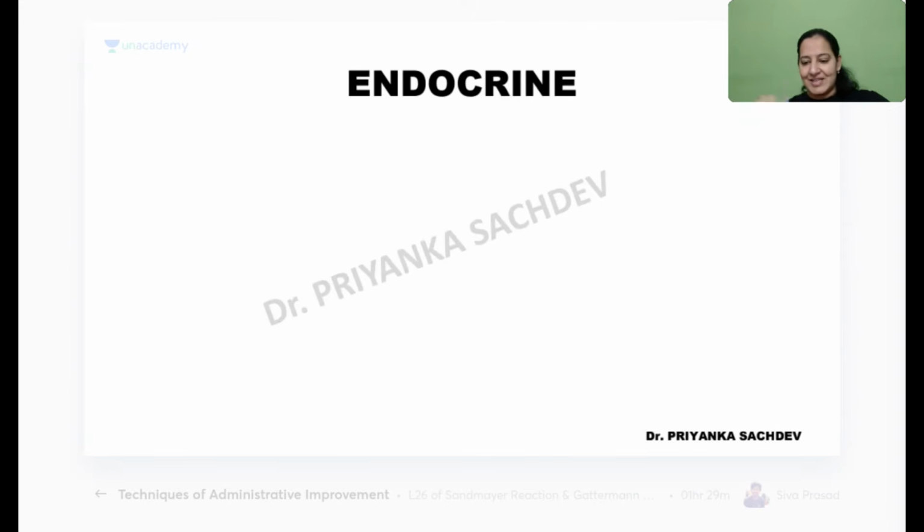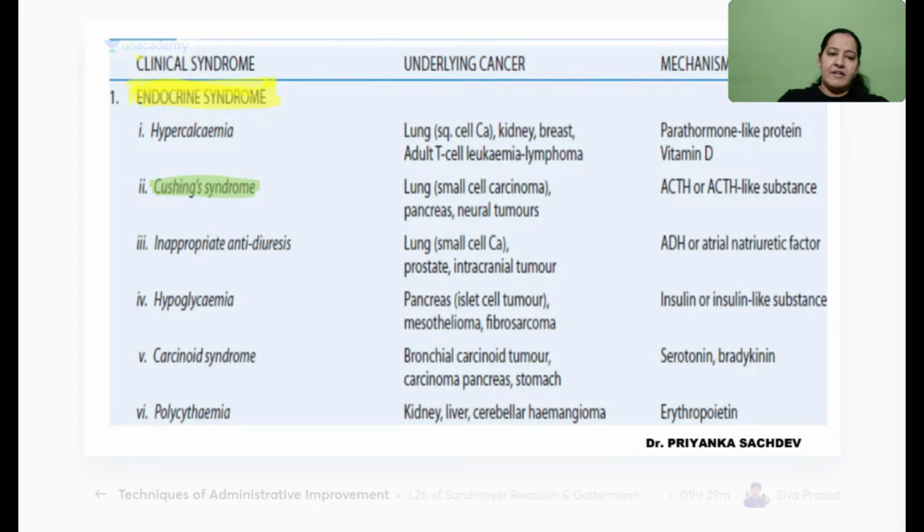So in endocrine there are 6 things. We will discuss them one by one in short. The first thing I am discussing in endocrine is Cushing syndrome.